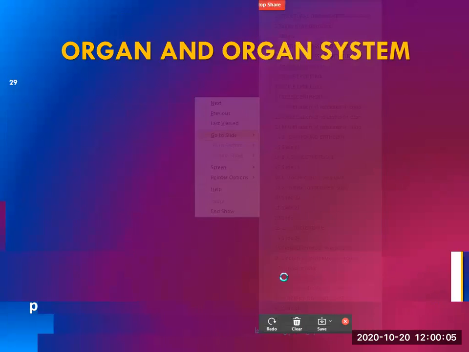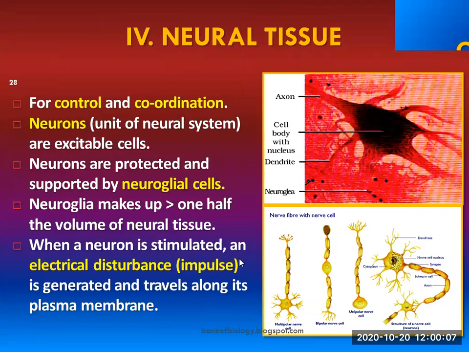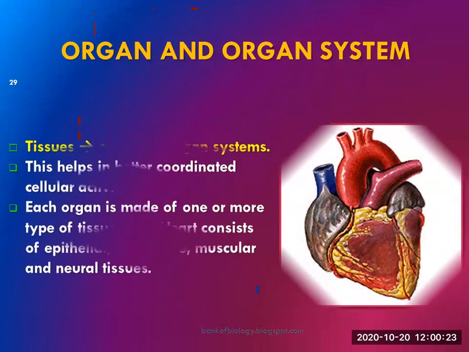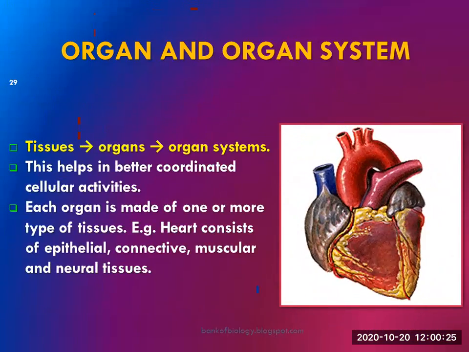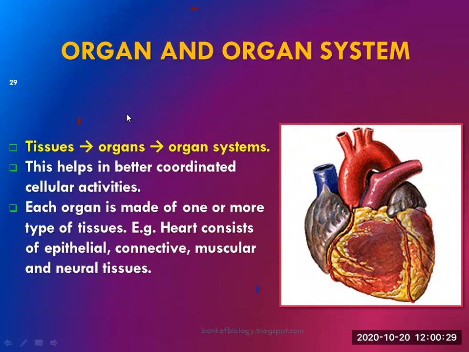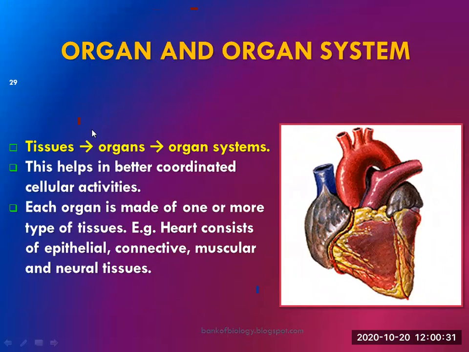When a neuron is stimulated, an electrical disturbance, an impulse, is generated. It travels along its plasma membrane. We'll discuss these details in the chapter Neural Control and Coordination, itself in the NCERT Class 11. So that is all about the neural tissue, and next we have the organ and organ system grade of organization.